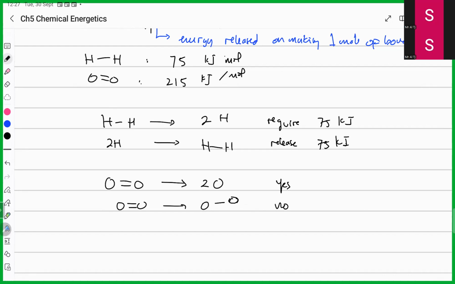So making single bonds is not the same as breaking the double bond of oxygen. This is the general rule, and it happens for any type of multiple bonding. So nitrogen triple bonded to nitrogen is not the same as 3 nitrogen single bonds. There are different types of bonds, hence the energy is different.